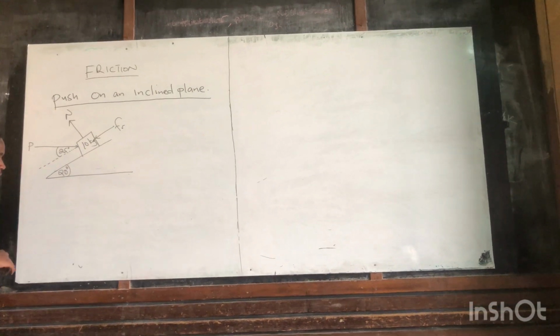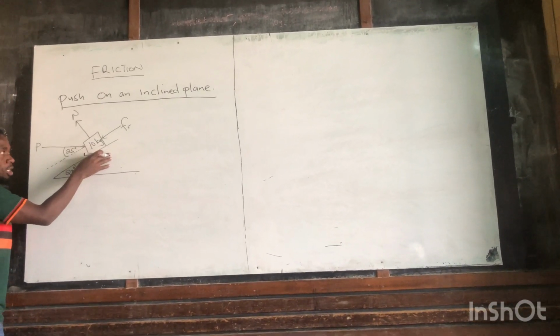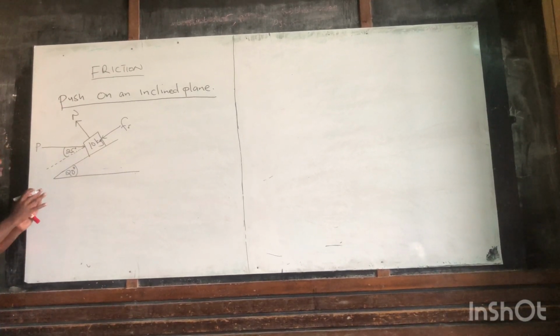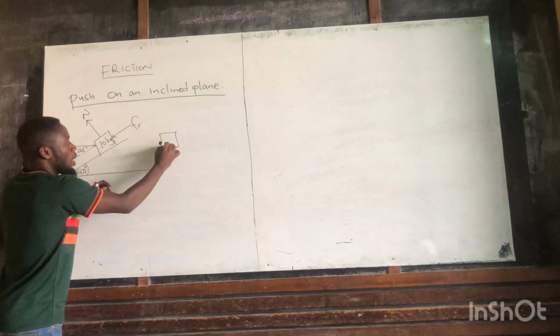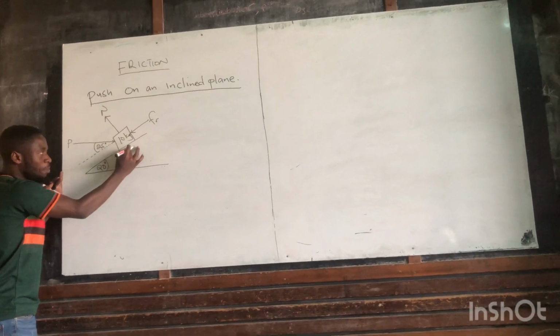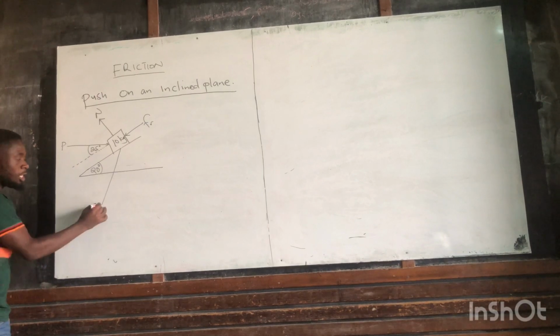But here, it's more like you're climbing. Your weight won't be straight down here. Your weight will be at an angle because it's more like you're climbing. It's not like the situation where your weight is direct here. No, your weight will be at an angle somewhere here. So this is the weight.